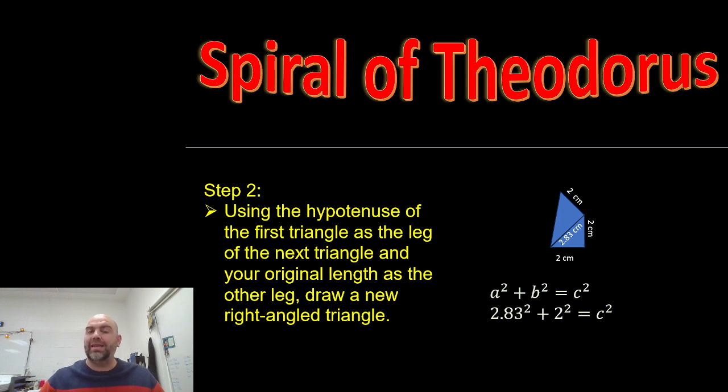Remember that 2.83 squared is actually just 8. Don't round it. Don't just remember that it's 8. We did that before. And so now we have 8 plus 4, and so c squared is 12. And we're going to remember that 12 again for the next time. And our technical length is 3.46 centimeters.